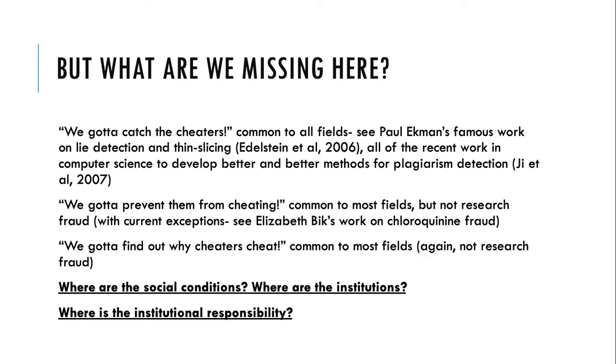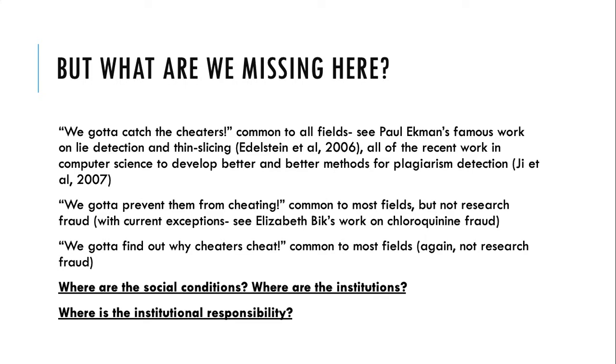And finally, there's this we got to find out why cheaters cheat. And it's not necessarily even why so much as how. How are they cheating out there? What's going on? Why are they doing it is part of it, but it's not huge. And one big thing that's missing from the why is why exactly does cheating happen rather than why do cheaters cheat? So the two big things that are missing are what are the social conditions?